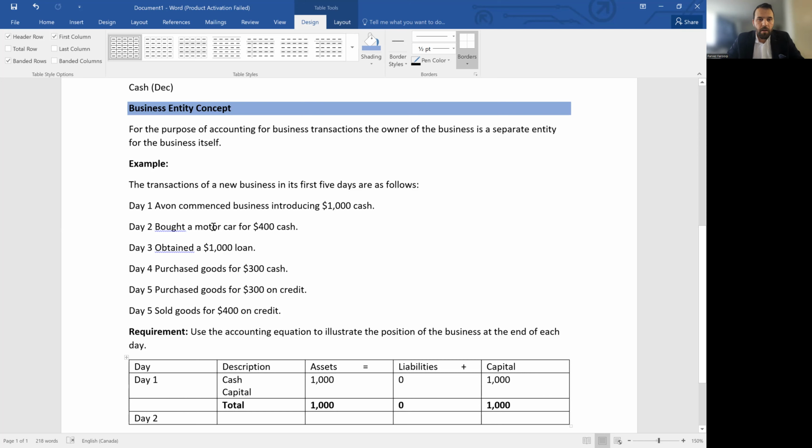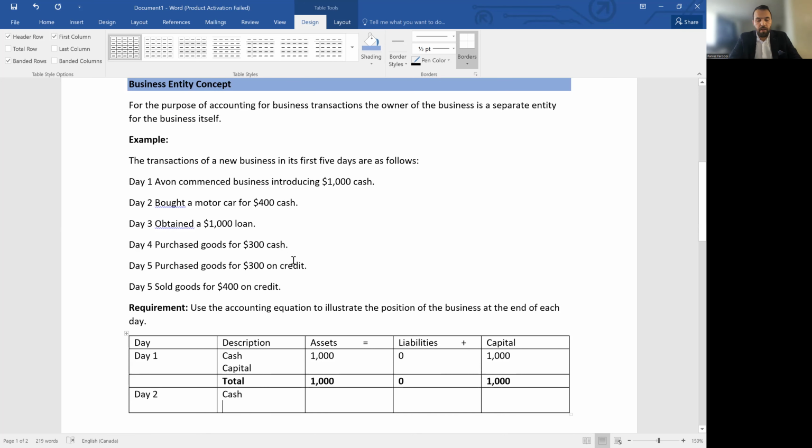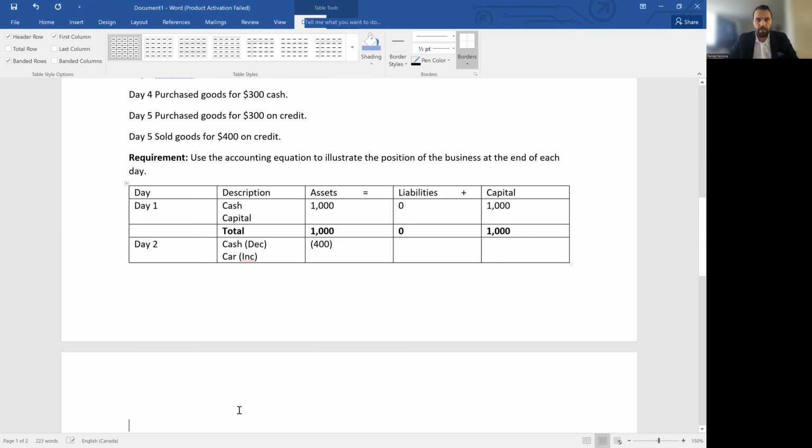Day two, bought a motor car for $400 cash. Again, we have two accounts here. One is cash and the other is car. Both of them are assets. So one asset increases and the other asset decreases. So the car increases. As I said, first of all, we should know the element of accounting. The second step, we should know which one increases or decreases. So cash decreases. I will write down by how much: we bought for 400, so minus 400. Brackets in accounting mean minus.